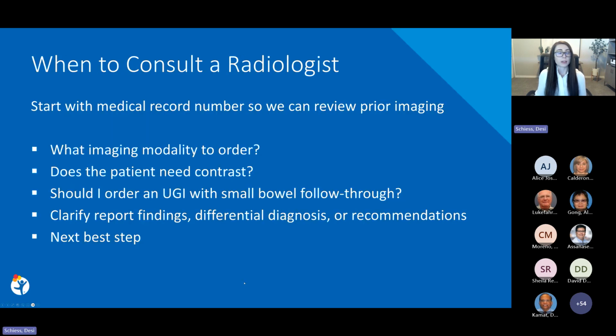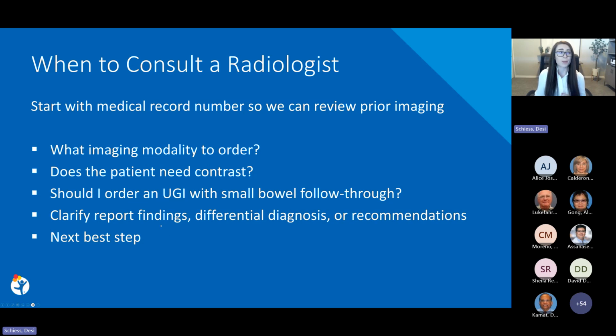To summarize, here are some situations where it may be helpful to consult with a radiologist. The best thing to do is to start with the patient's information, such as the medical record number, so that the radiologist can review the patient's prior imaging and other information in the chart during the discussion. Some questions to ask the radiologist might be, what imaging modality should I order for a particular clinical question? Does the patient need contrast for this imaging exam? Should I order an upper GI with small bowel follow-through?